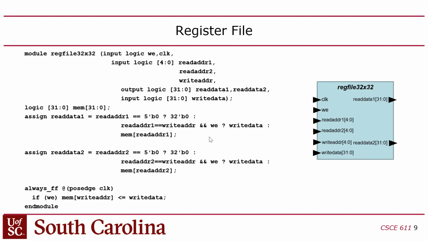So this is just a pinout. The memory is declared there. It's 32 by 32. I use assign statements for the read address, read data 1, read data 2, and there's an always_ff for the write. Now there are a couple of caveats here, a couple of details. The first is that address 0, register 0, is always 0.